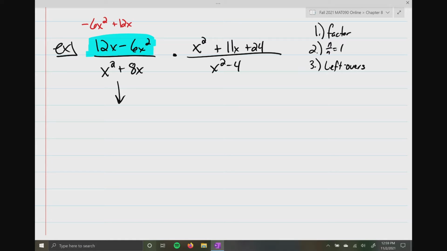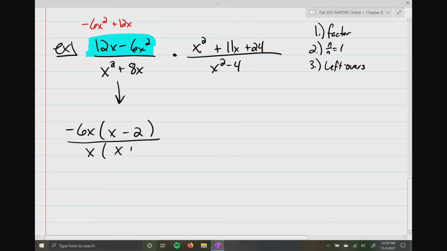Okay? Now, when I look at that, I sit there and go, oh, well, I have a GCF. So let's go ahead and factor out that GCF. So our GCF is going to be negative 6x. And what's going to be left over on the inside will be x minus 2. Okay? Now, let's look at my denominator. Well, my denominator is in descending order. That's great. And that has a GCF as well. However, it is only the letter x. All right. So there's the first fraction completely factored.